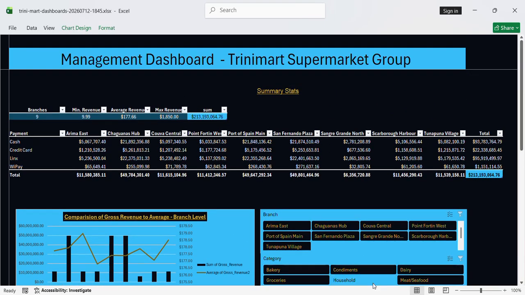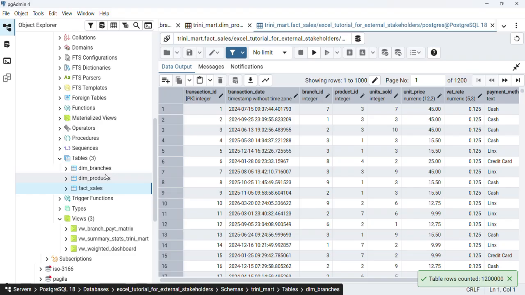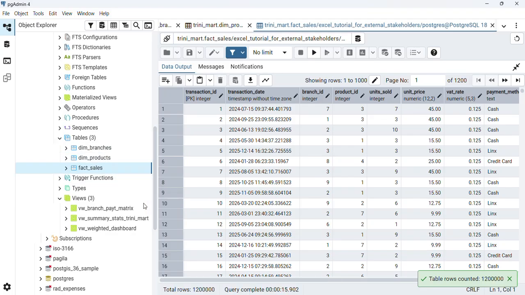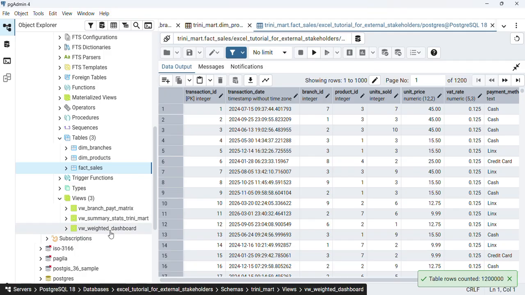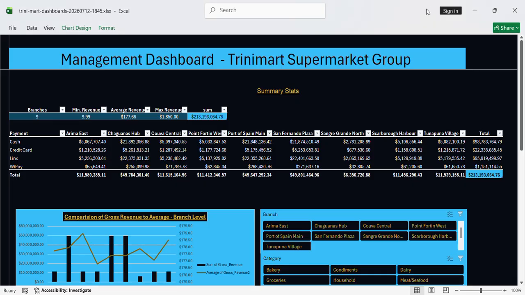The dataset is housed in a relational database, in this case Postgres. The data model is comprised of these 3 tables: branches, products, and fact sales. The virtual table that pulls together everything is a weighted dashboard view. I'm using Power Query as the data transformation tool that pulls the data from the Postgres database and populates the management dashboard.